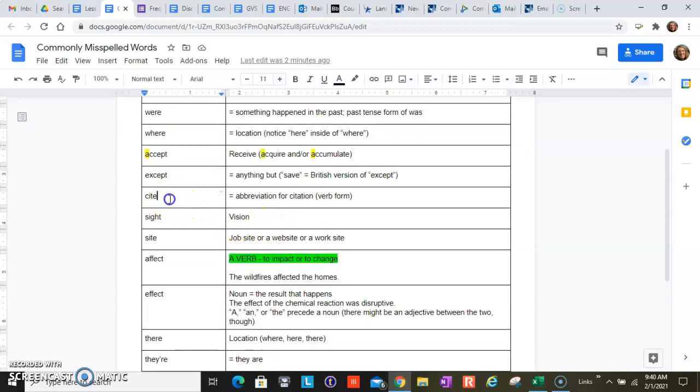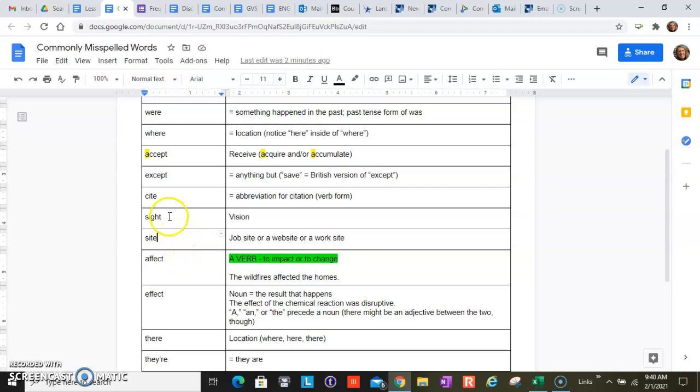Cite is an abbreviation for citation, and you can see the root word in here, C-I-T, so that's an abbreviation. S-I-G-H-T is vision. I don't see that a lot, but I thought I'd throw it in there since it's pronounced the same. And this site, S-I-T-E, is also like location: job site, website, work site, so it's like where.